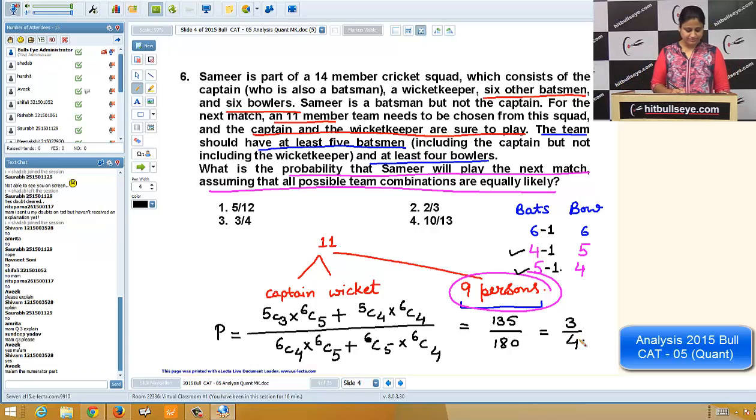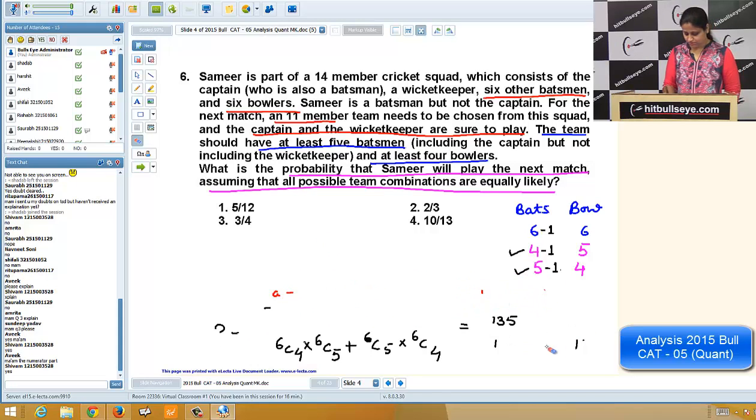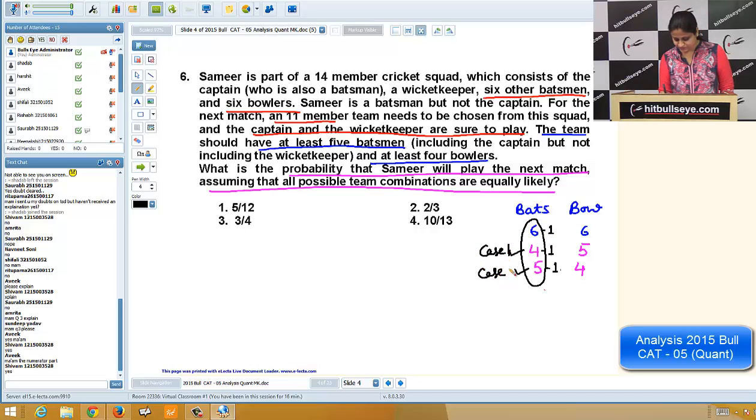Yes, coming to the numerator part once again, Avik. See, what is the thing? See, we want to choose, that they were the original cases, case 1 and case 2. But now I'm taking the favorable case. What was the favorable case? Sameer will play the next match. If Sameer is playing the next match, it means we have chosen one more player.